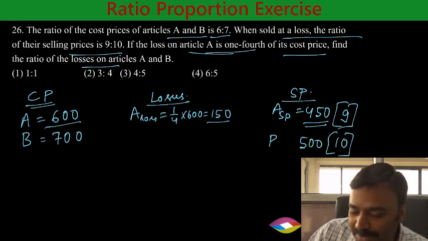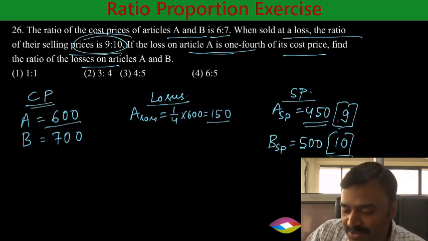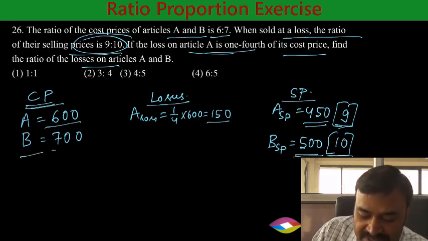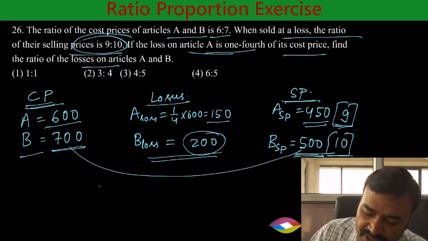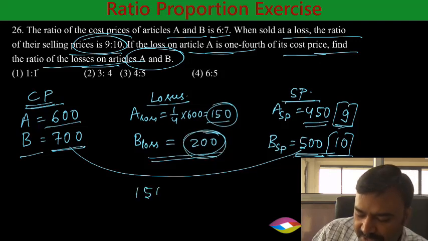So selling price of B should be 500. Why? Because the selling price ratio is given 9:10. Right? So 9 is 450, so 10 has to be 500. Now, we had assumed cost price of B to be 700. We have calculated selling price to be 500. That means the loss on B has to be 700 minus 500, that is 200. It's self-explanatory. So the loss on B is 200. Now what is the question? Find the ratio of losses of A and B. So losses ratio will be 150 is to 200. Okay, and that is 3 is to 4.